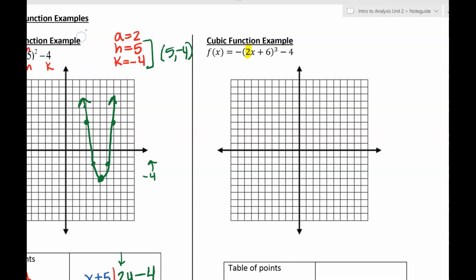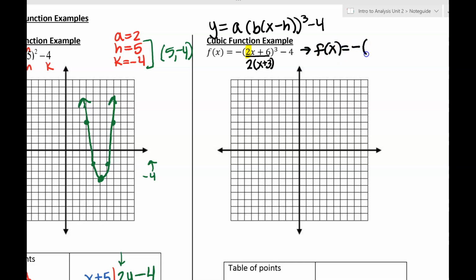And first, we need to separate it so that we write this as that b value can be inside of our cube, but it still has to be separated from our x minus h. So notice there's not parentheses separating that 2 from that x. So you need to rewrite 2 separate from the x, which then makes the 6 become a 3. So this function we are actually going to think of in this format. So it has a negative as an a value, 2 as a b value, and then x plus 3 would be your x minus h quantity. So we're going to think about it like this, okay?